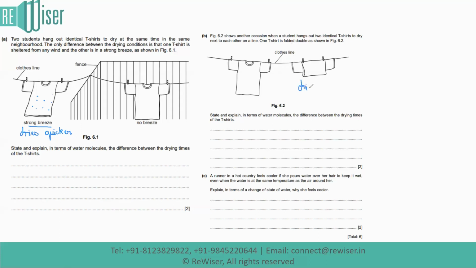So this one dries slower, while the t-shirt that is hung open will dry faster, owing to the fact that the t-shirt that is hung open has a greater surface area that is subject to a strong breeze, while the double folded t-shirt has a smaller surface area that is subject to a strong breeze.